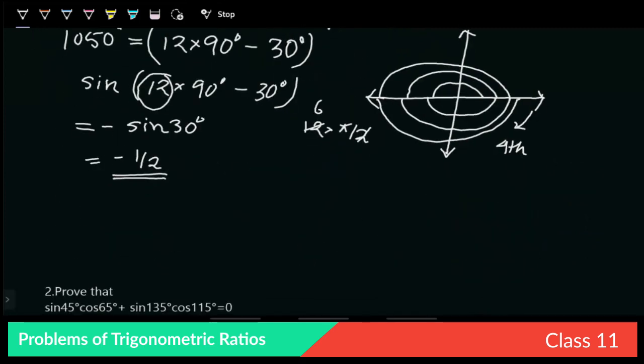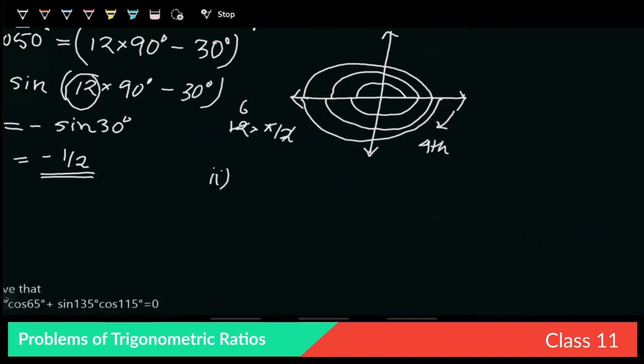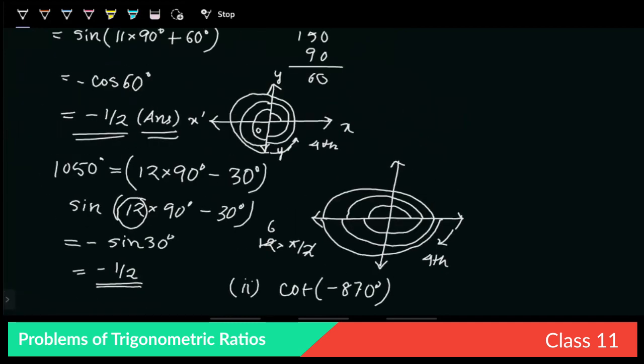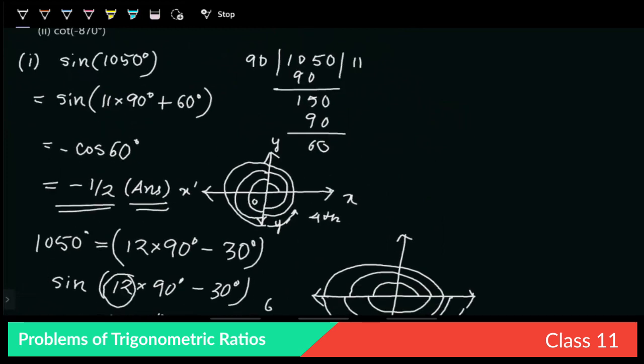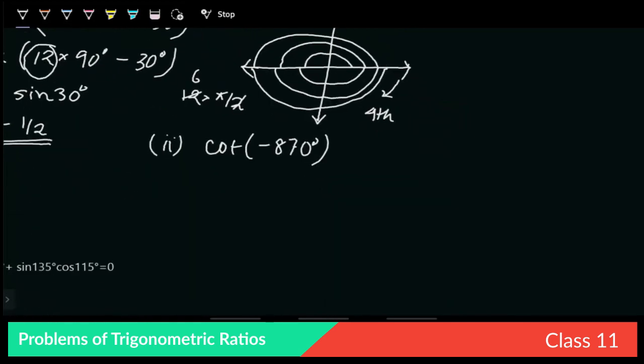Next sum, what is given? It is given cot of minus 870 degree. In the previous class I had told what is cot of minus theta. Here you see that the theta is given negative, so it is in the form of cot of minus theta. So what can I write? I can write minus cot theta, because cot of minus theta is minus cot theta.